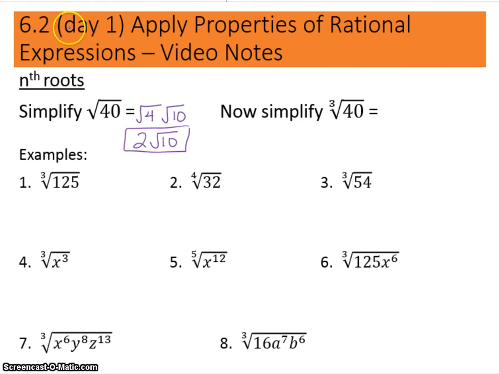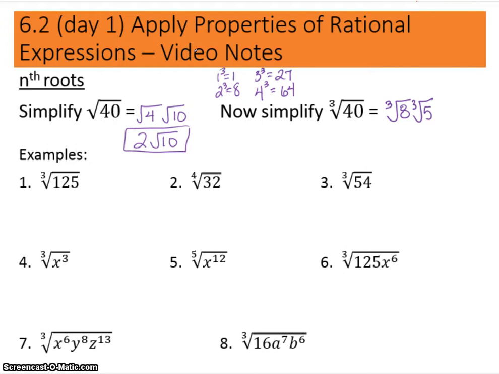So if you look at your list of perfect cubes, you have 1 cubed is 1, 2 cubed is 8, 3 cubed is 27, 4 cubed is 64, etc. So now we're looking at that list, and we want to find which of these numbers go into 40, and of course that would be 8. So we're splitting it into the cube root of 8, and 8 times 5 is 40, so cube root of 5.